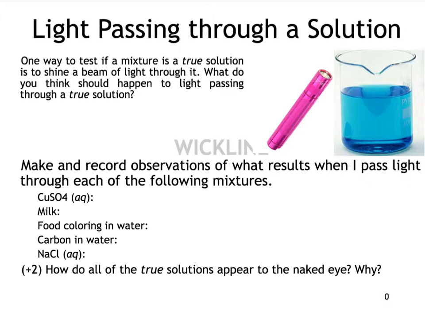All right, so there are some ways to test whether or not a mixture is actually a solution, and the easiest way to do it is to shine a beam of light through it. So what do you think would happen to light passing through a true solution? It would pass straight through the solution without being redirected and bounced off.